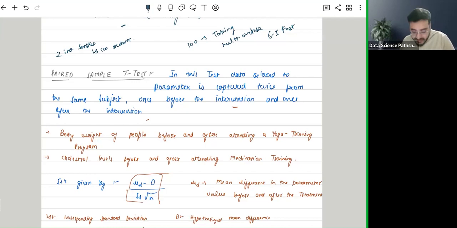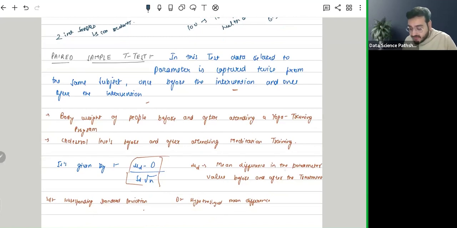And how can we do that? We can say that mu d is the mean difference in the parameter value before and after the treatment. D is the difference, right? That is the hypothesized mean difference. And we say that generally there is not much change. Even if you take the health drink, there is not much change in the rate of growth. Or if you attend a yoga training program, there's not going to be much change in the body weight, right? So the hypothesized difference is always going to be zero. And SD is the standard deviation of the difference, which is before and after, and n is the sample size. So that's why the paired sample t-test is very, very important.